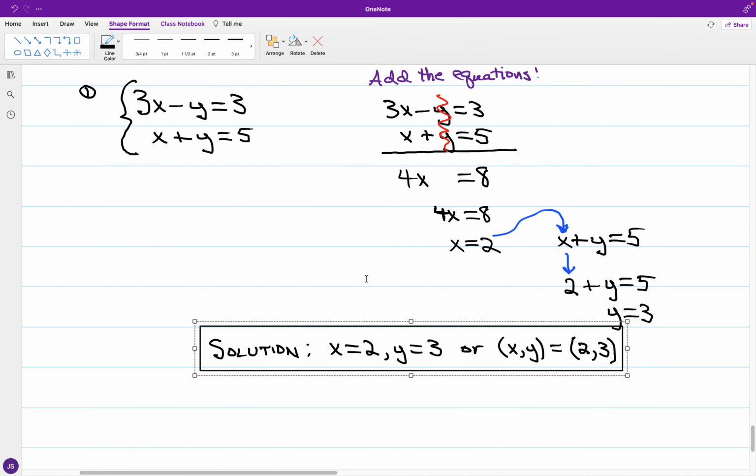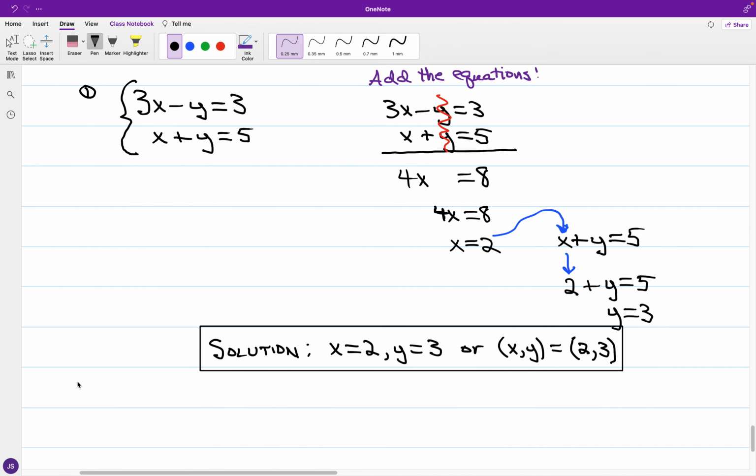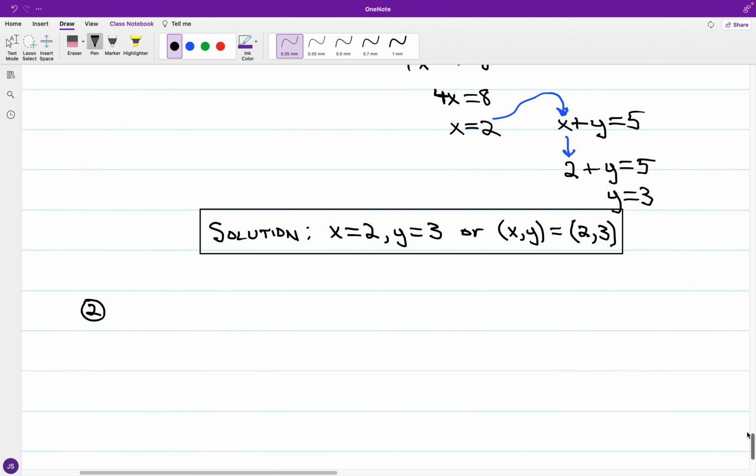Okay. Now, another type of situation where we can still apply the addition method, but we have to use a little bit more elbow grease, so to speak, in terms of solving. Let's say we have x plus 3y is equal to 5, and we have 3x minus 2y is equal to negative 18.